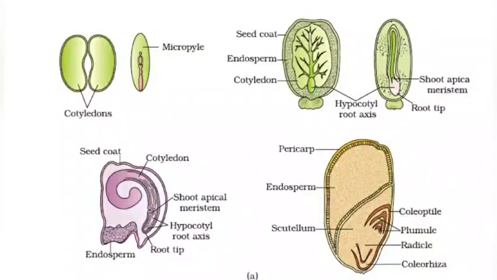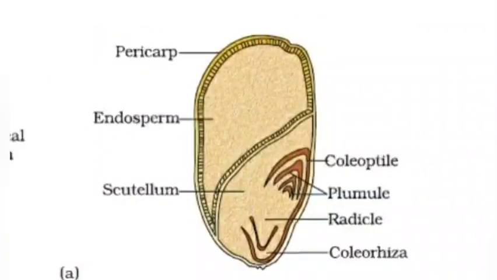Now you will see different types of seeds. For example, the top one is the bean seed, which is a non-endospermic seed, whereas the second, green in color, is a castor seed. It is an endospermic seed. Then the purple color seed is the onion seed, which is also an endospermic seed. And then the next is a grain, it may be maize, rice, or wheat.